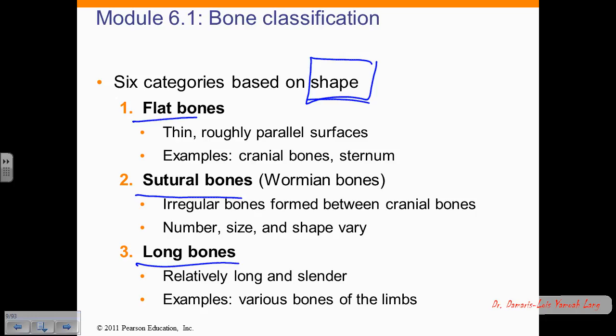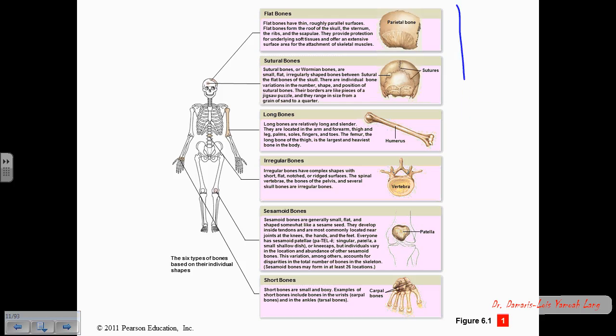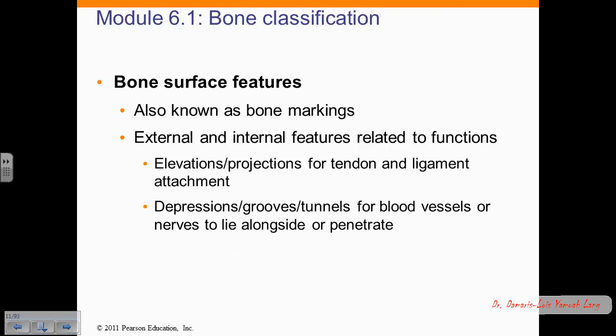And then we have the long bones, like the bones in our upper and lower limbs, and then irregular bones, like the bones of the vertebral column, the pelvic bones and stuff like that. They have irregular shape. And then we have sesamoid bones. Sesamoid bones are like the patella, and the ones in the palm. And then we have short bones like our wrist bones, the carpals, and ankle bones, which are small, very short bones. So this is just showing us the summary of the different shapes that we have.